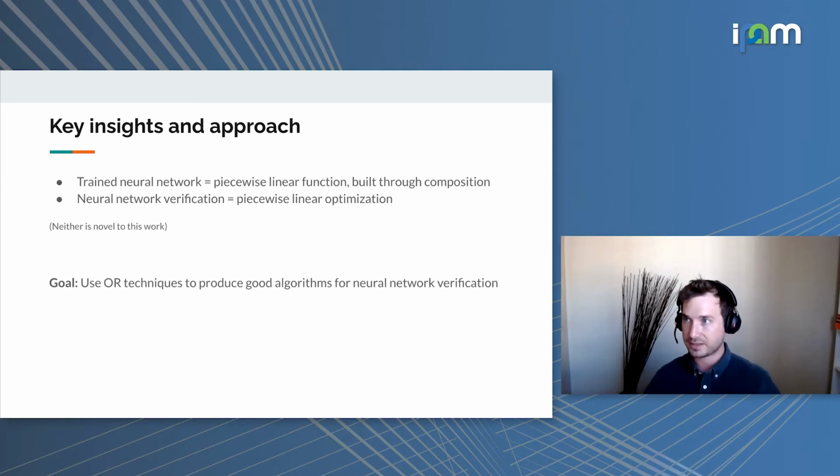So the key insight, the thing that we're trying to do in this line of work, really stems from a simple observation: a trained neural network using standard activation functions is just a big piecewise linear function that's built up through composition. And so we can think of this neural network verification problem as a piecewise linear optimization problem. Our approach here is to take the techniques that you might encounter in OR, things like polyhedral theory, and apply them to this application to derive good algorithms.